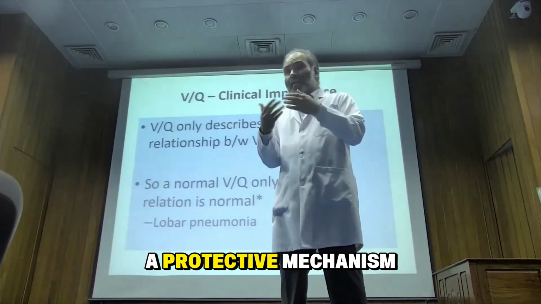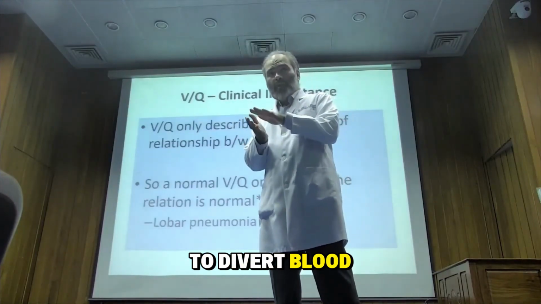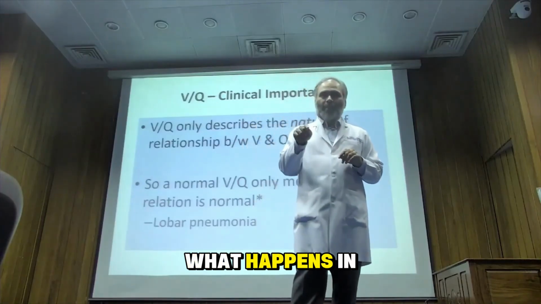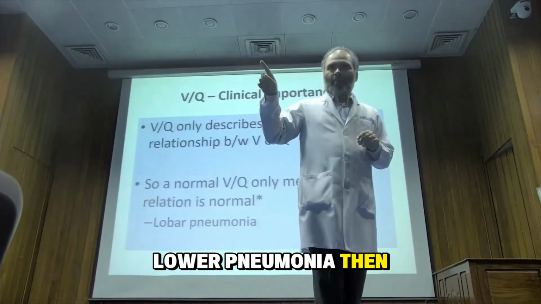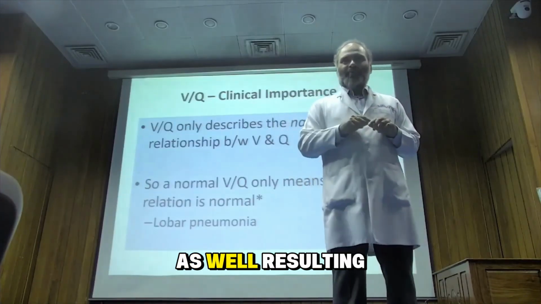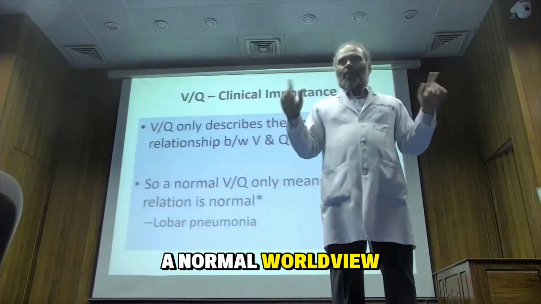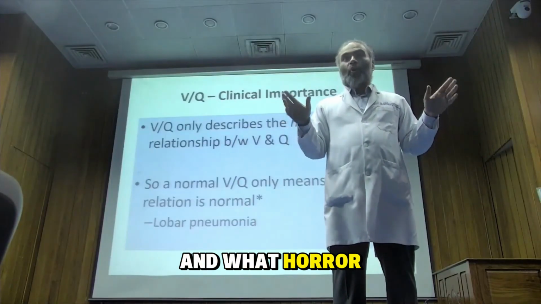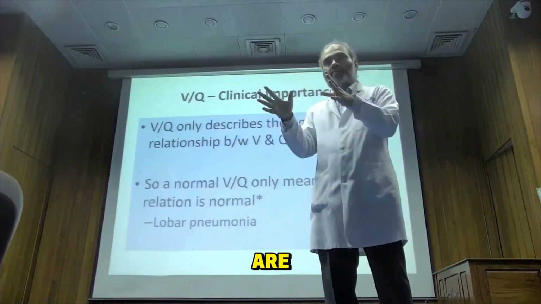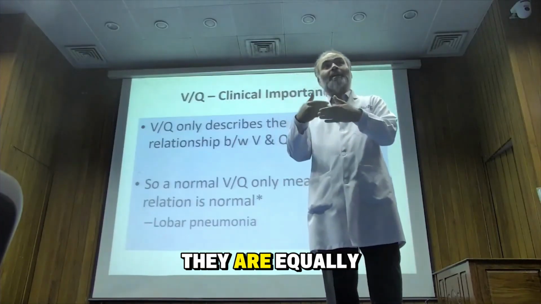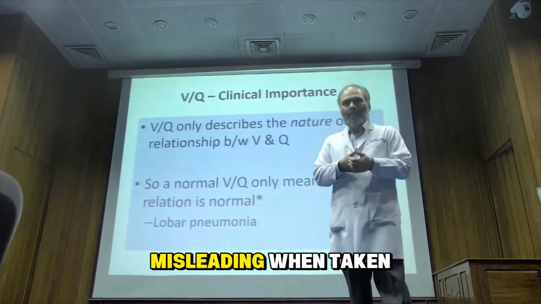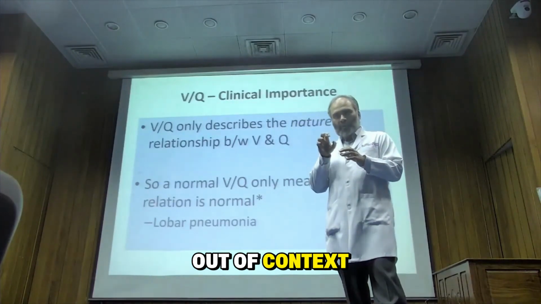So it's actually a protective mechanism to divert blood to more fruitful areas. Yes? But check out what happens in lobar pneumonia then. You have dropped V and eventually you have dropped Q as well, resulting in a normal V over Q. And what horror is there that it's not at all normal. Both are actually decreased, but they are equally decreased. See how V over Q can be misleading when taken out of context.